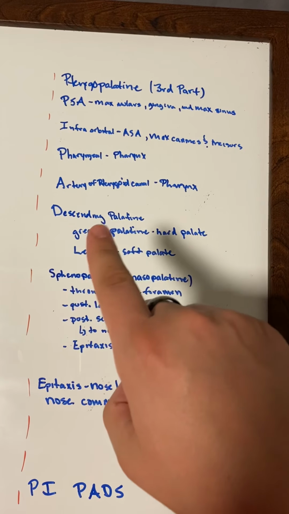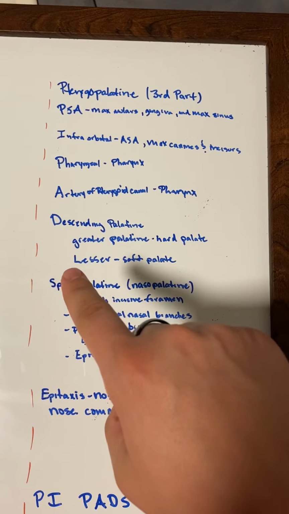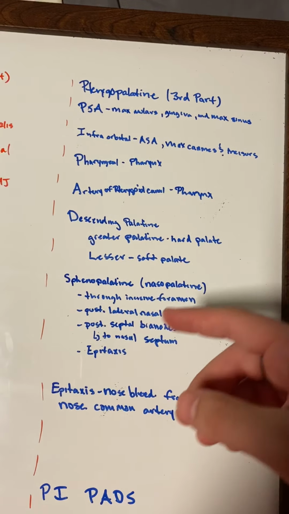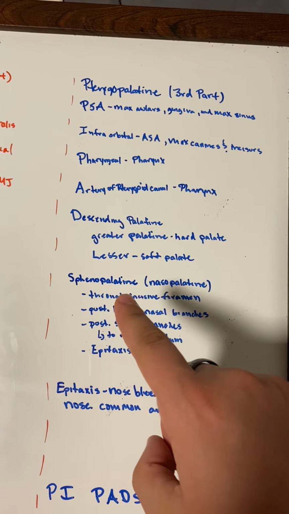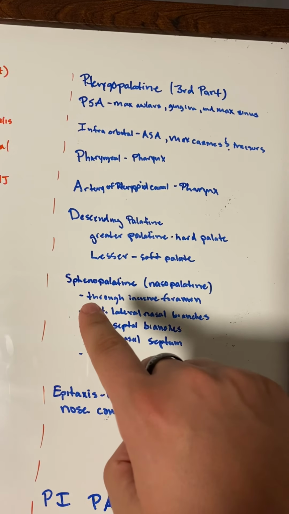Now we have this descending palatine. This guy breaks up into 2. We have the greater palatine and the lesser palatine, and we've talked about these a lot. We have the hard palate and soft palate, and that's how we would anesthetize those areas. We have the sphenopalatine, also called the nasopalatine. That's the injection that really hurts.